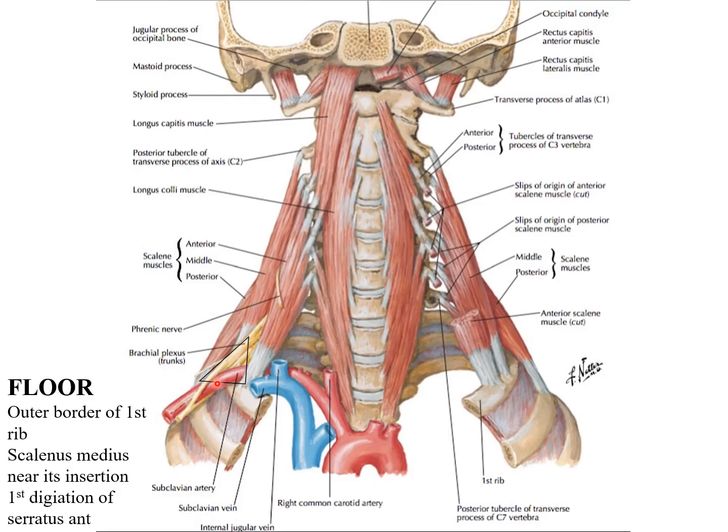Now the floor of this supraclavicular or subclavian triangle is formed by the outer border of the first rib, the scalenus medius muscle near its insertion on the first rib, and the first digitation of the serratus anterior muscle. So this differs from the floor of the occipital triangle. Repeating again, the floor of the supraclavicular triangle is formed by the outer border of the first rib, the scalenus medius near its insertion, and the first digitation of the serratus anterior muscle.